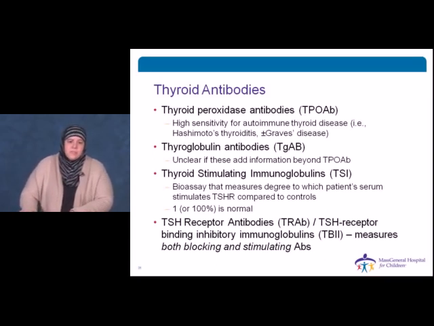If you don't have TSIs available to you, you can send TSH receptor antibodies, also known as TSH receptor binding inhibitory immunoglobulins, or TBII. These measure both blocking and stimulating antibodies, so it's a little less clear because the balance of these may cause either hypo or hyperthyroidism. So really, TSI is the test of choice in Graves if it's available.